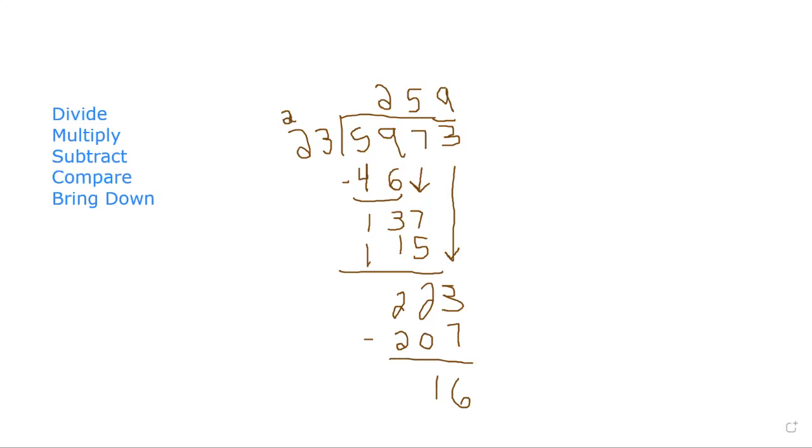And how did I get 16 from this? I could borrow or regroup. So now I have 13 minus 7 is 6, and 1 minus 0 is 1. I can compare. 16 is less than 23. We're good. There's nothing to bring down. So now I can go remainder 16.